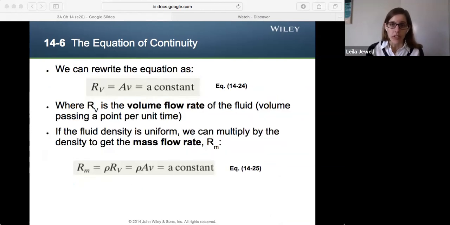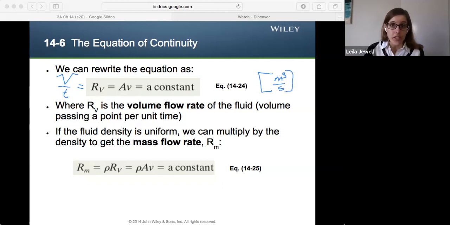Right, we can rewrite the continuity equation as RV, which is the volume flow rate, is equal to cross-sectional area times velocity, and that has to be a constant, that it can only have a single value. RV is the volume passing a point per unit time. So we could also write RV as the total volume, where I'm doing a capital V here, it's a little hard to see, over the time. So we expect that the units here are going to be cubic meters per second.